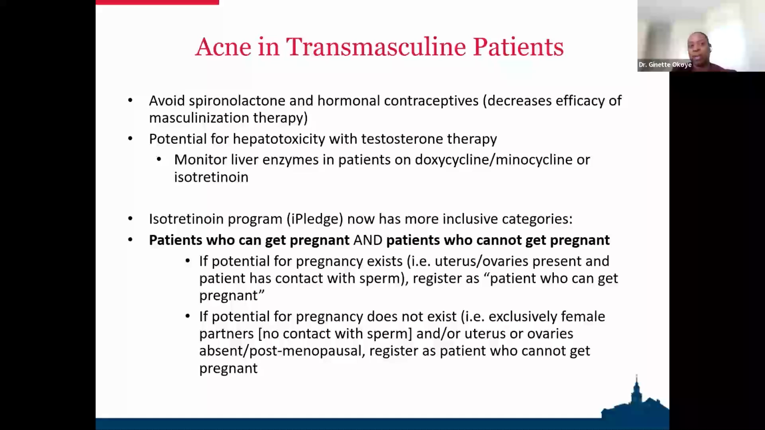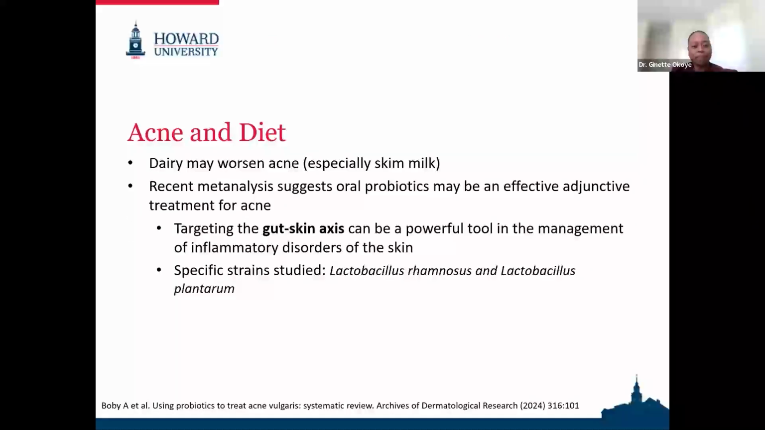Thankfully, the iPledge program has more inclusive categories. That was not true even a year ago. So now it's patients who can get pregnant and patients who cannot get pregnant, period. Those are the two categories. It used to be binary genders, and we had to misgender patients in order to register them. So it caused a lot of angst, but they've done a better job now of being more inclusive.